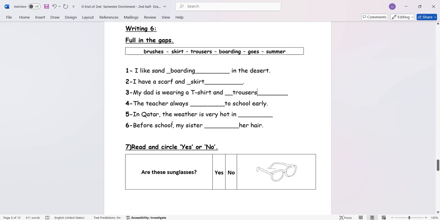The teacher always goes to school early. In Qatar, the weather is very hot in summer. Before school, my sister brushes her hair.